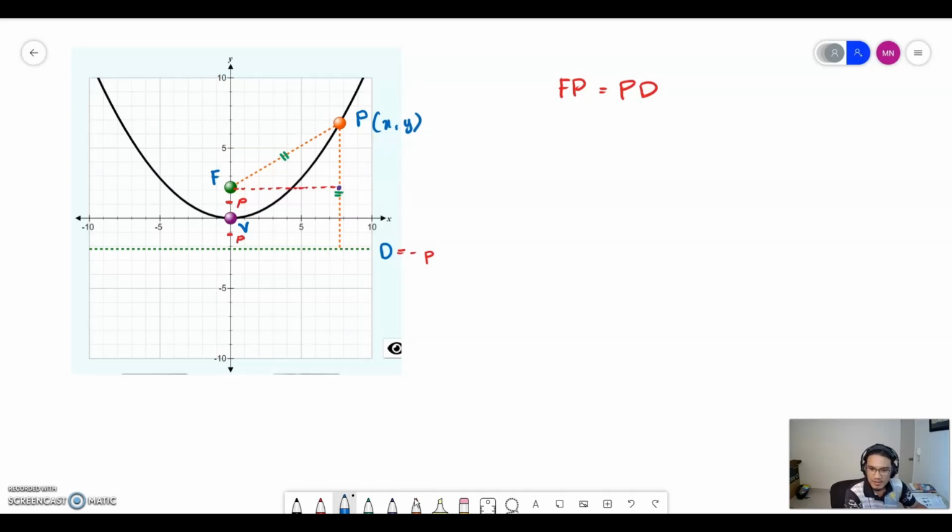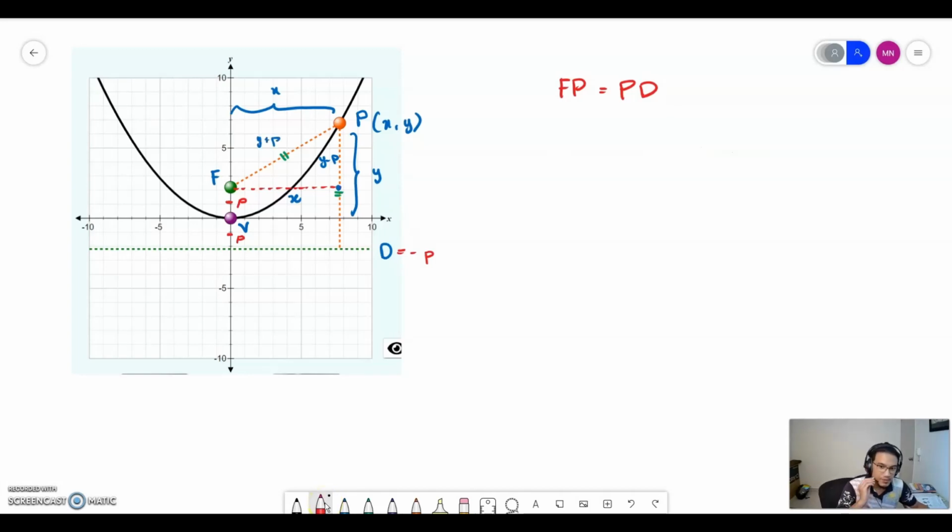Okay, so we know the Y comes from this great distance, and the X will come from this distance. So this will be the X, and right here the length between this point will be Y minus P, the distance between the vertex and the focus, and then we will know the length of FP will be equal to Y plus P.